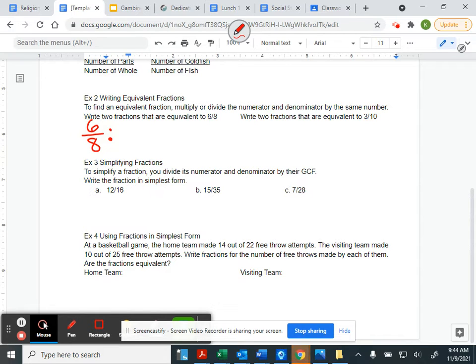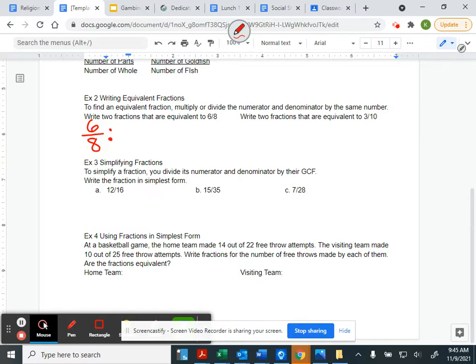And I'm going to be calling on people. So write your 2 examples. Remember, you can multiply up or divide down. But come up with 2 examples of equivalent fractions.